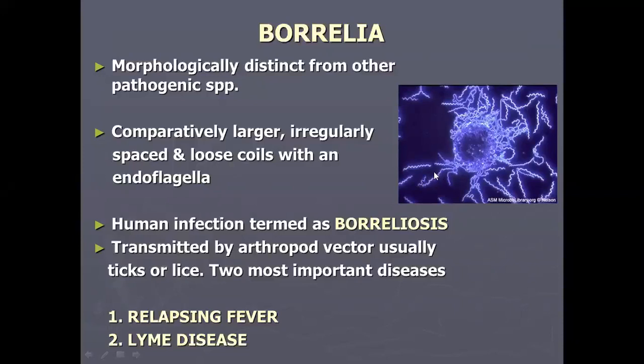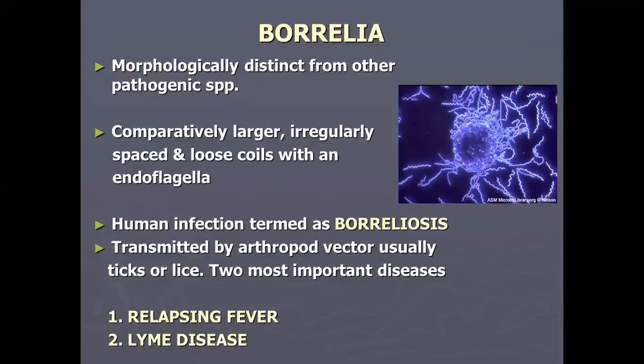The human infection caused by the Borrelia is known as borreliosis. Lyme disease can also be known as Lyme borreliosis, based on the causative organism. The transmission is through an arthropod vector, which is mainly ticks, particularly the ticks of the Ixodes genus, the Ixodes scapularis, and we have another species of that. The most important diseases caused by the Borrelia are relapsing fever and Lyme disease. Relapsing fever is also known as recurrentis fever. We will discuss in detail in the coming slides.